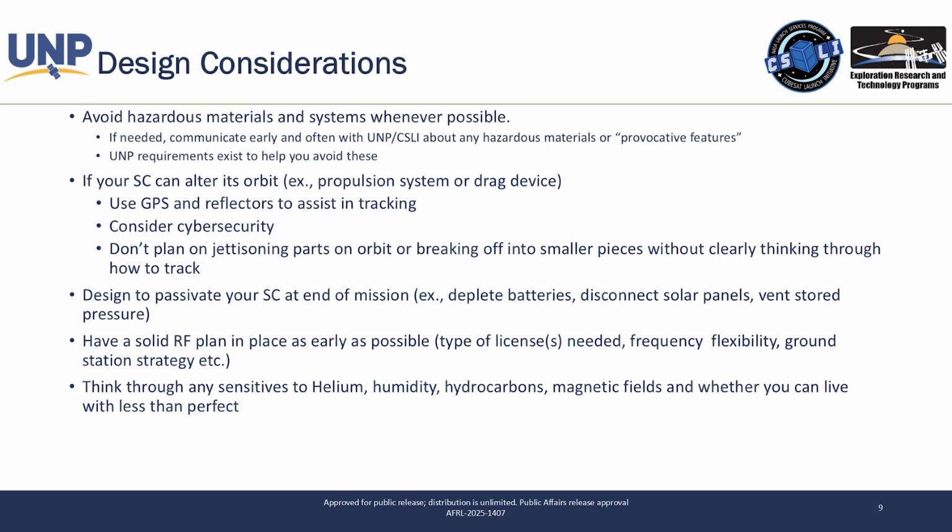And also, don't plan on jettisoning any pieces or parts on orbit or breaking off any smaller pieces without clearly thinking about how to track them. Typically in CSLI, we will not select your spacecraft if you're planning on breaking up into pieces that are larger than 1U because it's just not trackable. However, you are able to tether your spacecraft. And if you can make a convincing argument that you're going to be trackable and that your radar cross-section is going to be such that we can track you from the ground, that's something that we will consider. But in general, let's try to stay away from that.